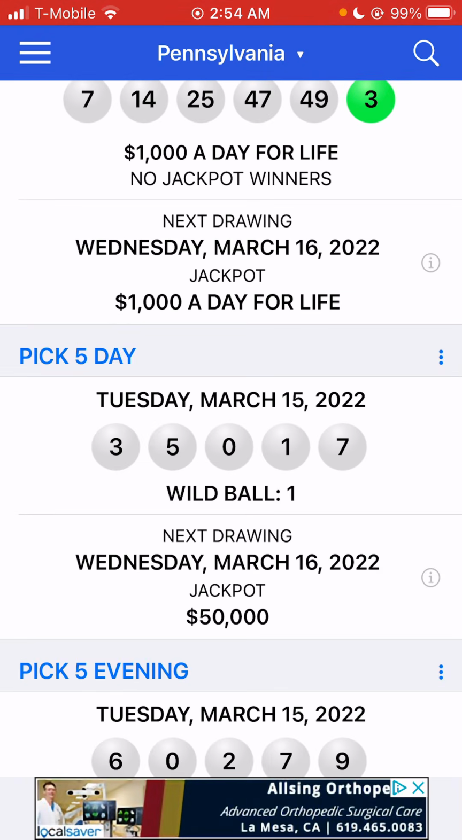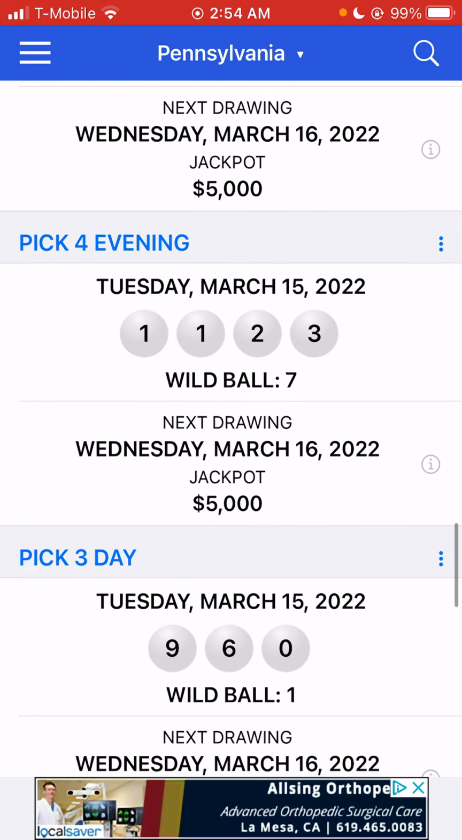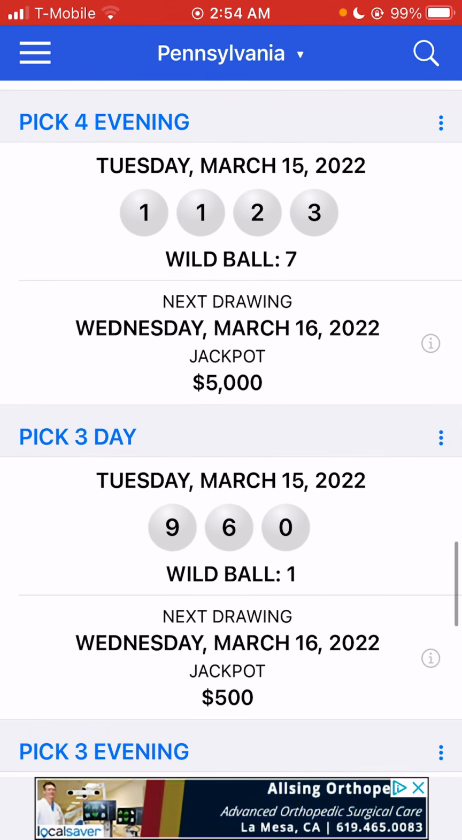Pennsylvania. I wouldn't do the day. And the evening, I would do the 1, the 2, and the 3 in the grid.